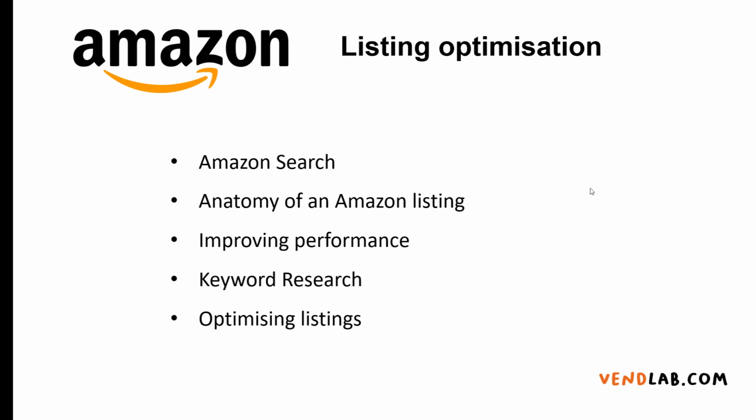We'll look at improving performance across your Amazon sales, so how do you improve the click-through rate of the listings by having good photographs? How do you improve the performance by collecting additional reviews? We'll also look at researching the high volume keywords, which you'll need to include in your listings so your products appear in more search results. And we'll also be looking at how you optimize each part of the listing.